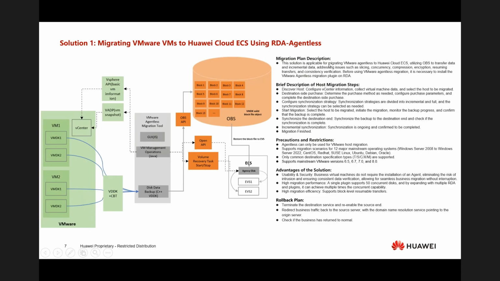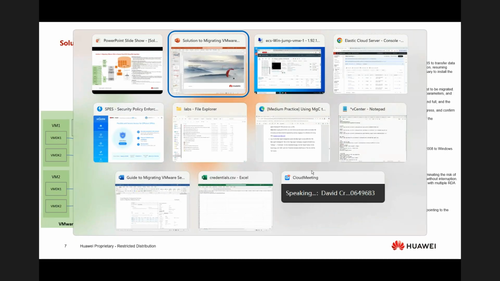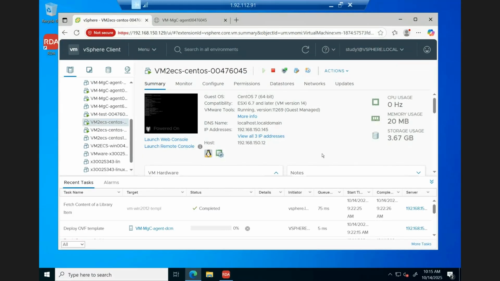We can see here the description, the steps, the cautions and restrictions, advantages, and finally the rollback plan. Okay, so this is the first one that we will see. And I'm switching very quickly because we have little time. So I will switch to the scenario. Okay. The first thing is that we need to have the VMware.